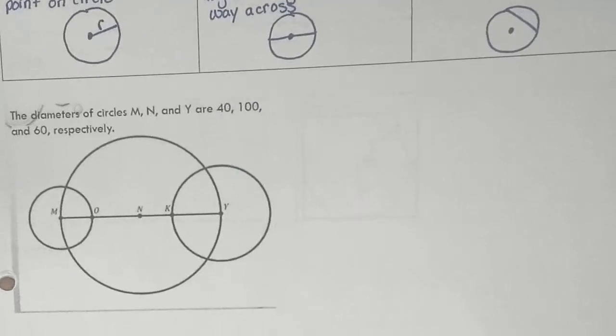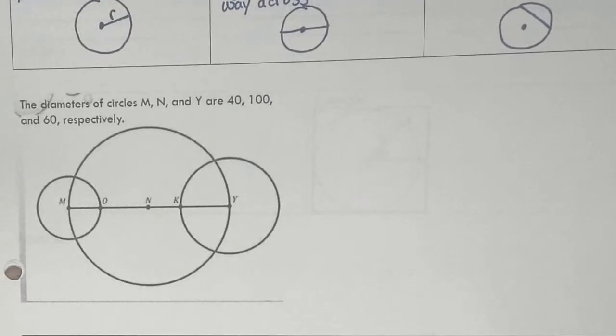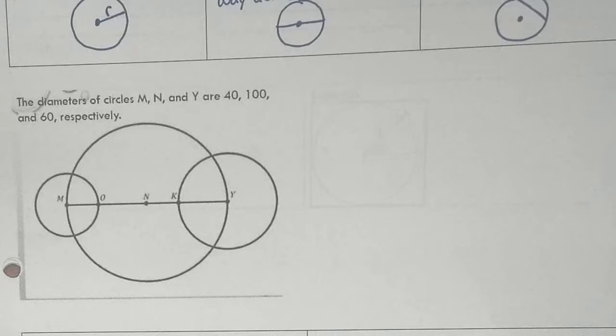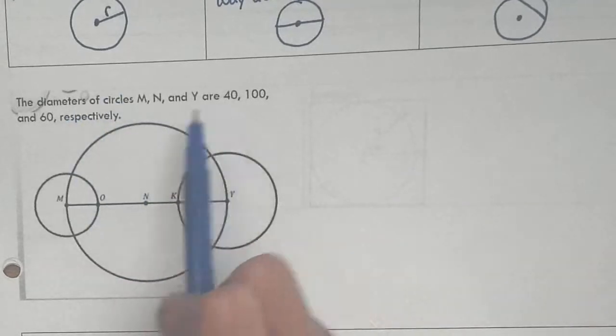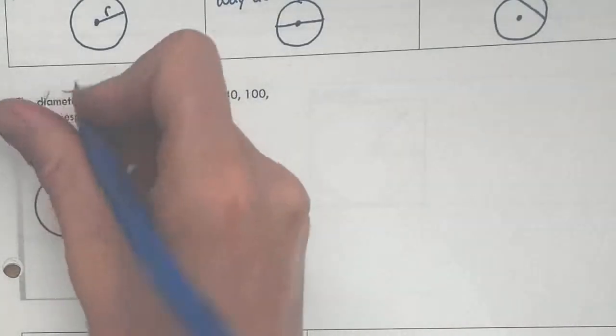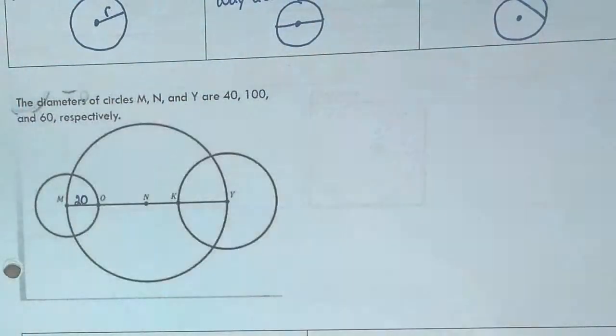Okay, so looking here, the diameters of circles M, N, and Y are 40, 100, and 60 respectively. So we are going to find different lengths within this circle. So I'm going to label this picture. The diameter of circle M is 40. So if the diameter is 40 all the way across, then this little part here is going to be 20.